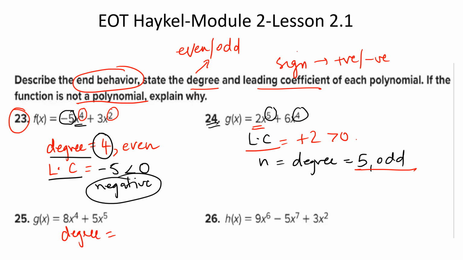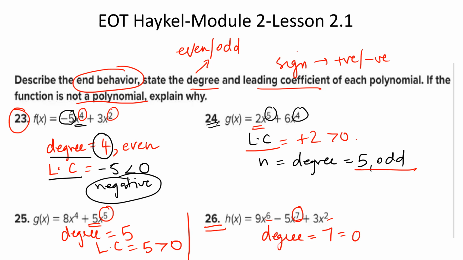For question 25, the degree is 5, which is the biggest, and the leading coefficient is also 5, which is positive. So you will select the end behavior accordingly. In question 26, if you see, the degrees are 6, 7, and 3. It's not in standard form. You choose the maximum degree. So the degree is odd, which is 7. And the leading coefficient which is multiplied to it is negative, minus 5. So now we are ready with the degree and the leading coefficient, so we can choose the end behavior and give our answer.